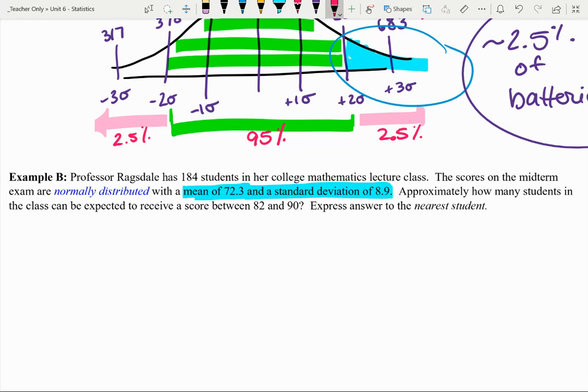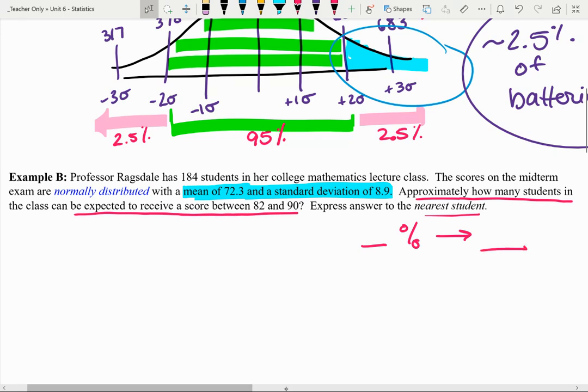The question we're trying to answer is approximately how many students in the class can be expected to receive a score between 82 and 90, and we're going to express our answer to the nearest student. And this is interesting because before, like in the first example, we were looking at percentage, right? But now we're going from a percentage to a number of students.